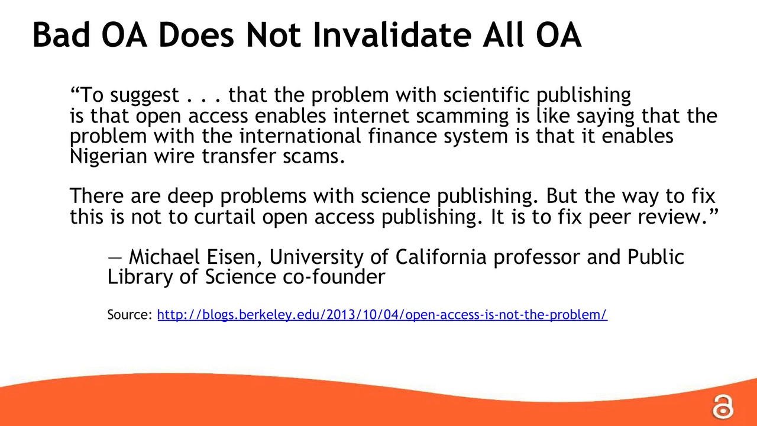He goes on, there are deep problems with science publishing, but the way to fix that is not to curtail open access publishing, it is to fix peer review. He goes on to say, first and foremost, we need to get past the antiquated idea that the singular act of publication, or publication in a particular journal, should signal for all eternity that a paper is valid, let alone important. Even when people take peer review seriously, it still just represents the views of 2 or 3 people at a fixed point in time.